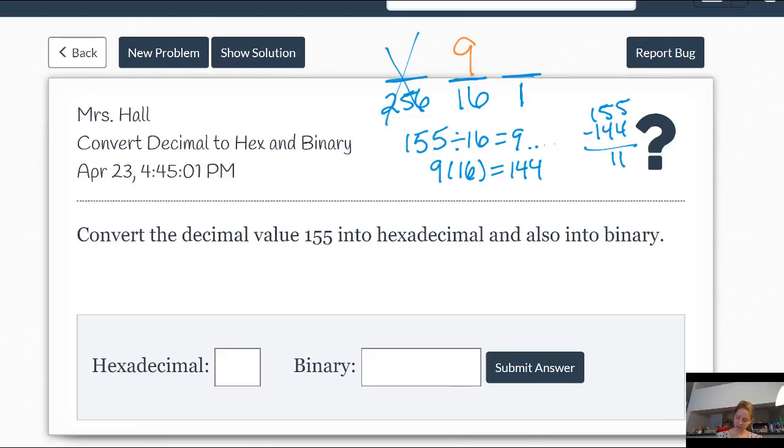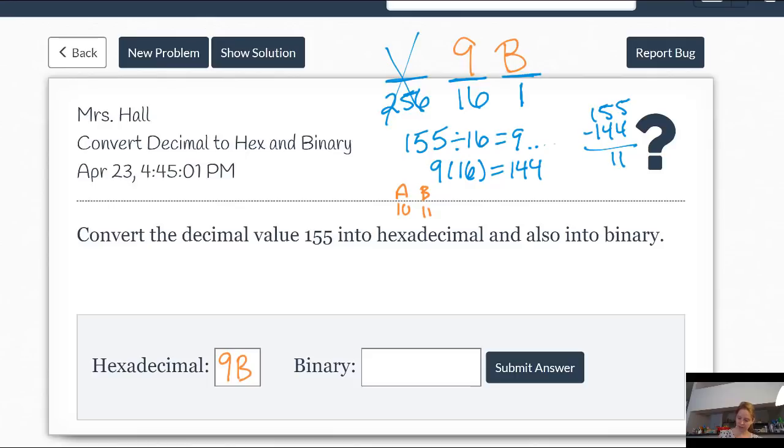So I've got to think back to, okay, in hexadecimal after 9, A represents 10, B represents 11. So the answer here is 9. B is the hexadecimal equivalent of 155 in decimal. I can put that right here. So the answer here is 9B.